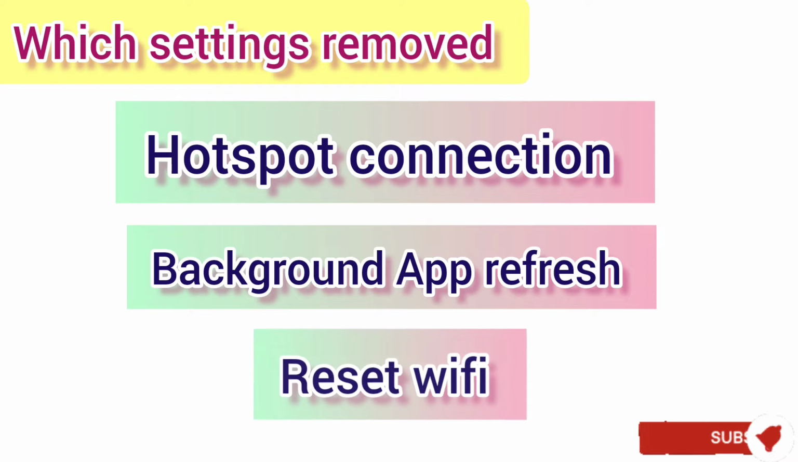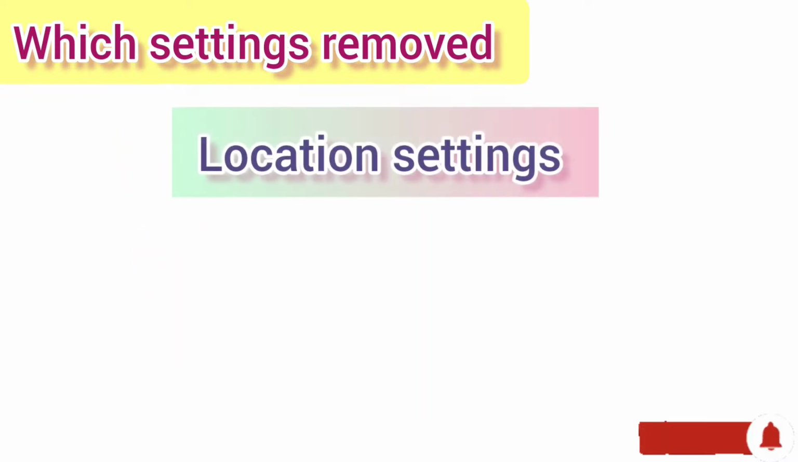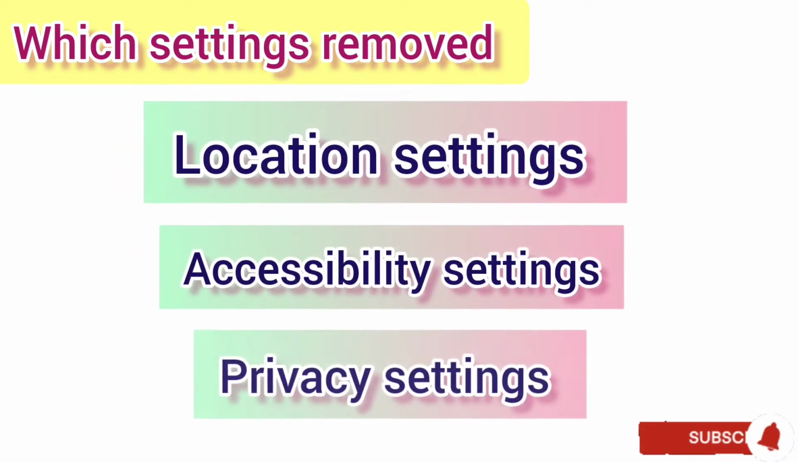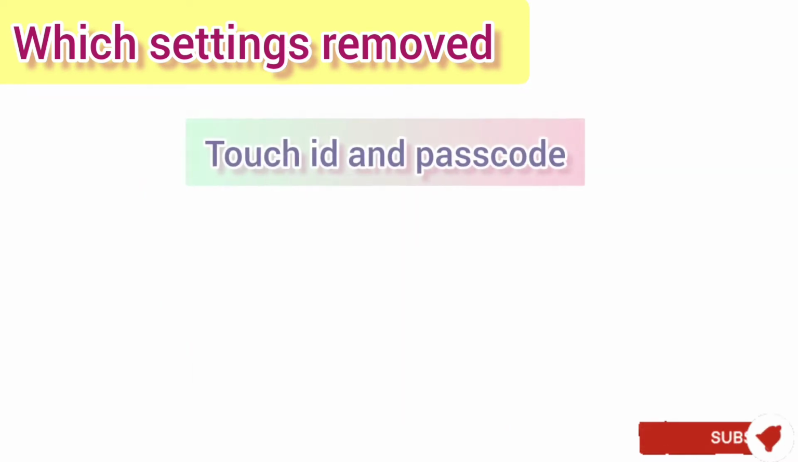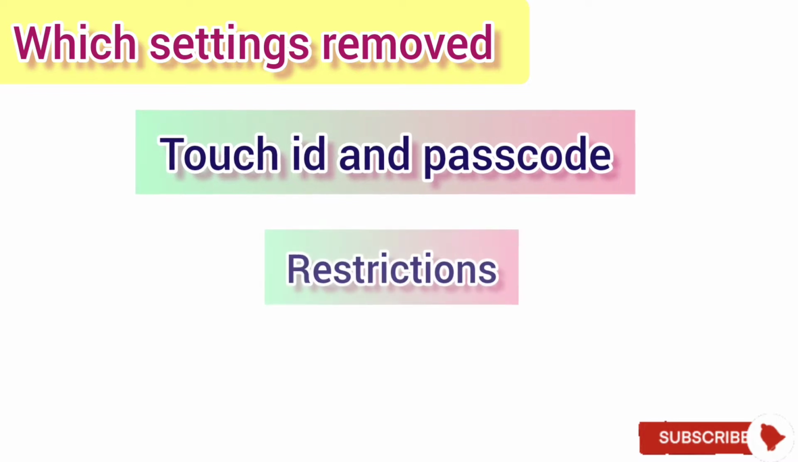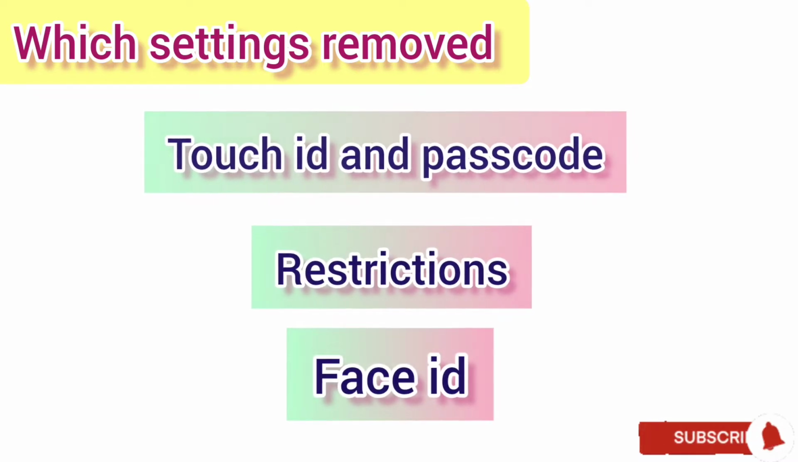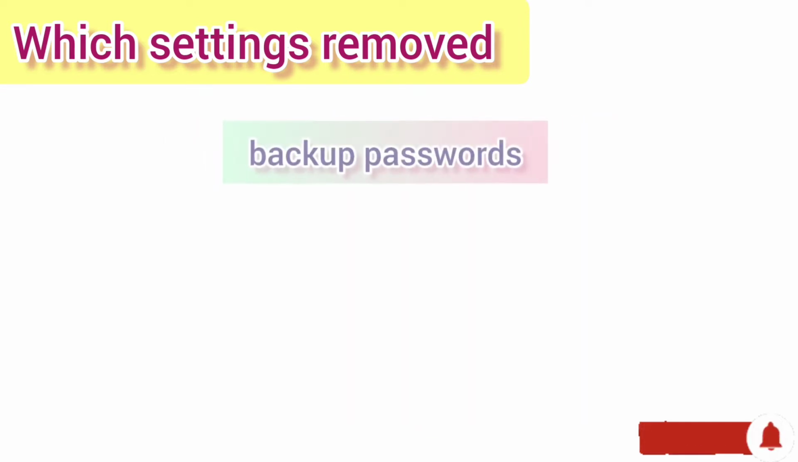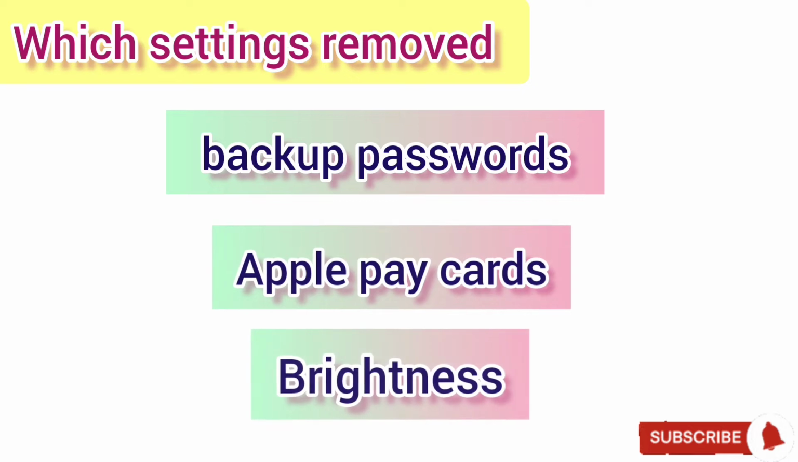Background app refresh. It resets Wi-Fi credentials in all iCloud Keychain devices that use the Apple ID, if iCloud Keychain is turned on. Location settings. Resets accessibility settings. Privacy settings. Removes your Touch ID passcode. If restrictions are turned on, it resets all of your restrictions. Removes Face ID. Also it removes your encrypted backup password. And Apple Pay cards are removed or reset to their defaults.